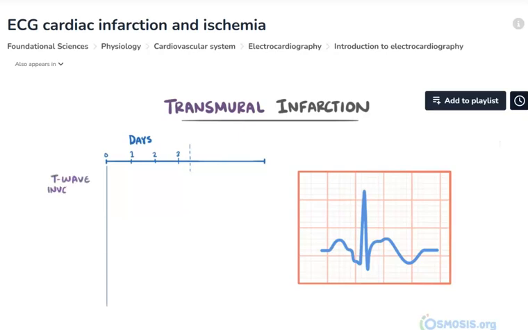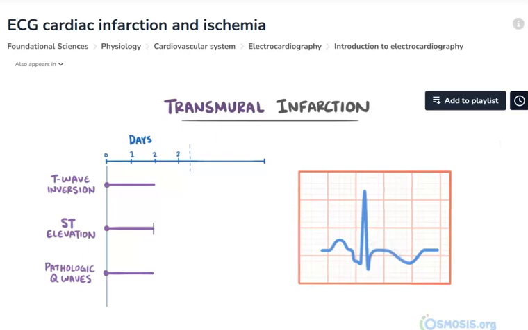After a transmural myocardial infarction, the ECG gradually starts to look more normal. During the first 2 days, there might be T-wave inversion, ST segment elevation, and pathologic Q waves. But around day 3, the ST segment's often back at baseline. After a few weeks or months, the T-wave inversion might start to improve as well. But pathologic Q waves can linger for a lot longer. And this is why it's always important to compare ECGs to previous ones to look for new changes.